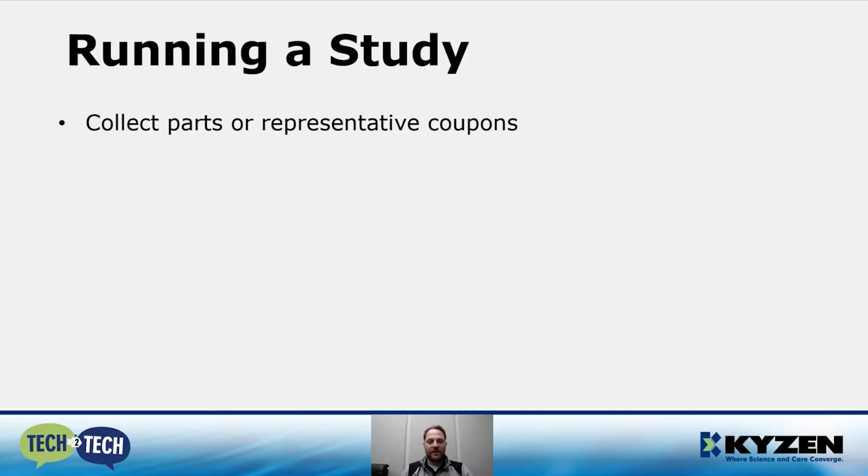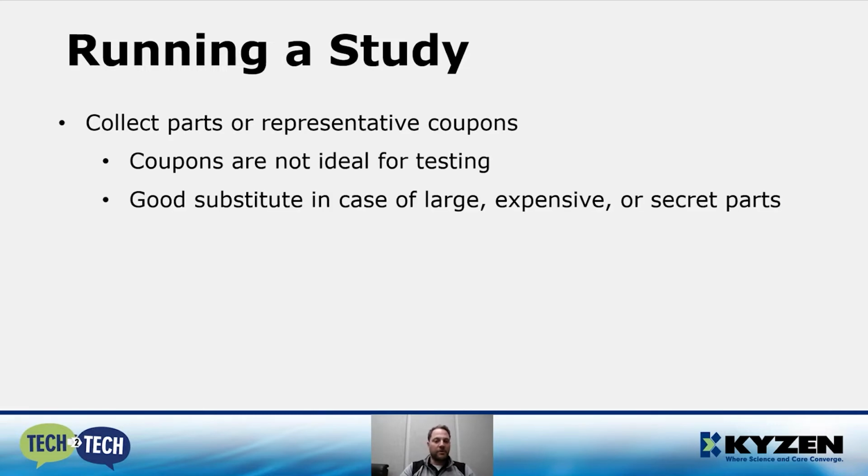The coupon is just a cutout square of the material that your parts are made of, and we can use that in lieu of the parts. Coupons are certainly not ideal for testing, but they're a really good substitute when we have large or expensive parts, or parts that we're just not ready to send out into the public's view.